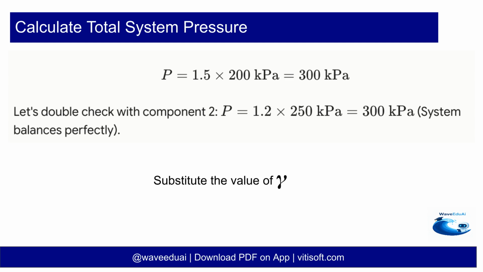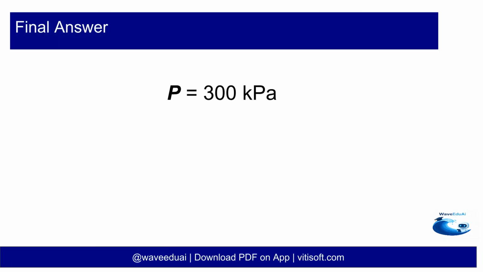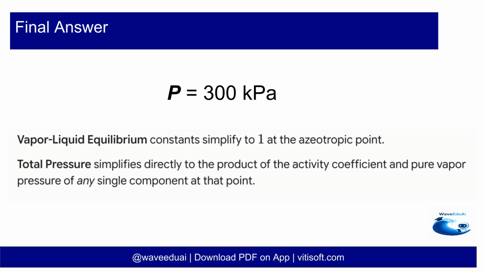By substituting our given values for component 1, we get a pressure of 300 kilopascals. Checking this against component 2 confirms our result as the system is in balance. In summary, the total pressure of the system at the azeotropic point is 300 kilopascals. Remember, at this point, vapor-liquid equilibrium constants simplify to 1, and the total pressure is simply the product of the activity coefficient and the vapor pressure of a single component.